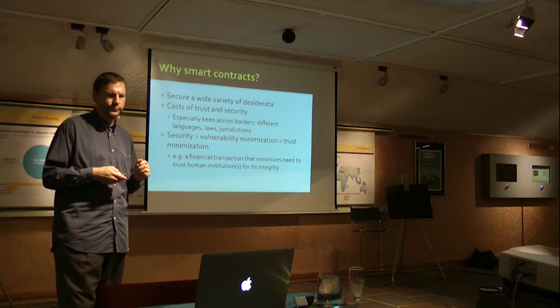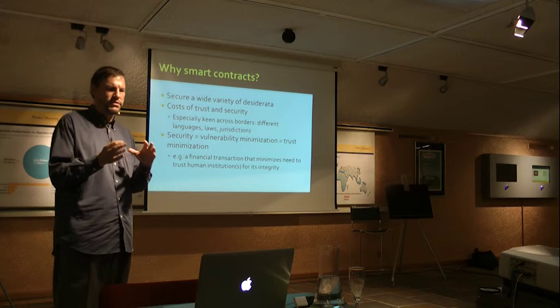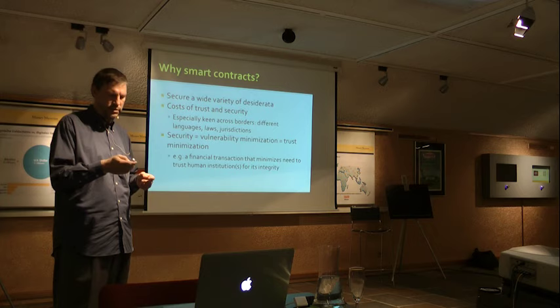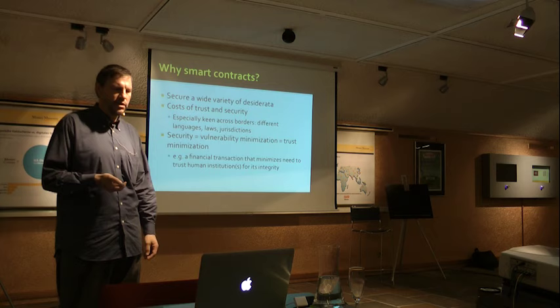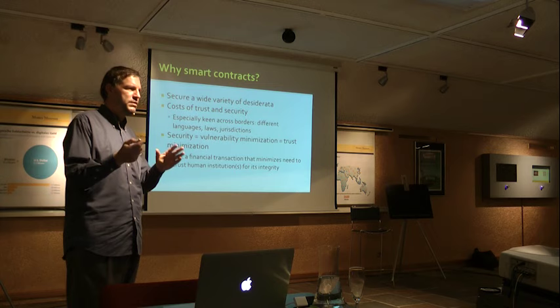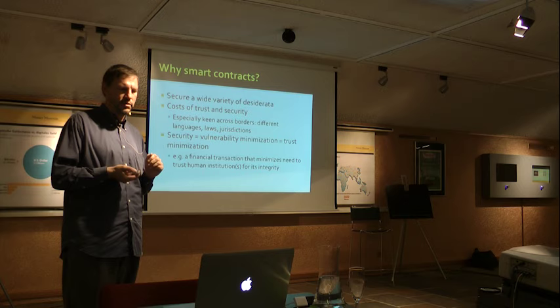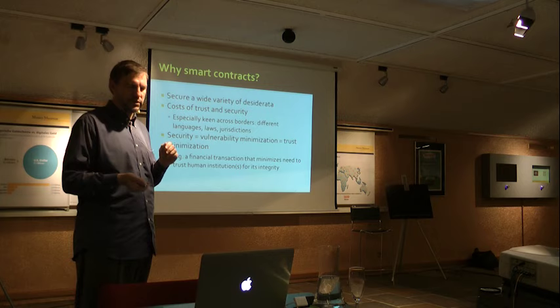You think of the costs of the problems it's addressing as the cost of trust and security, especially across borders, different languages, different laws, different jurisdictions. Smart contracts can be particularly effective in that context when you have a clearly defined relationship. So the broader definition of security here is vulnerability minimization: minimizing your vulnerability to having to trust other people that might not really be trustworthy. We also call it trust minimization. You'll sometimes hear the buzzword trustless. That's sort of an exaggerated way of saying trust minimization.